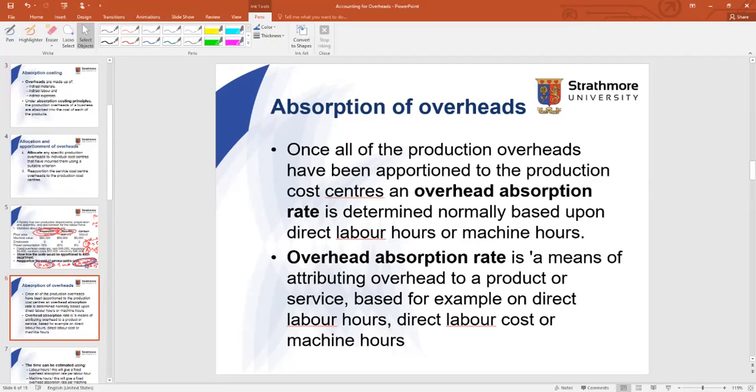For example, the 6.15 we have just obtained is based on the labor hours. We want to determine what overhead needs to go to this particular product X. For every 1 hour that this product takes in this particular department, what is the cost that needs to be absorbed, based on the hours this product takes in a particular department.